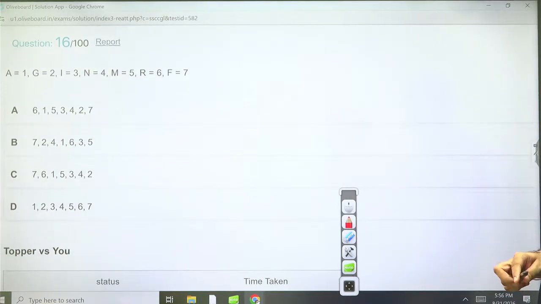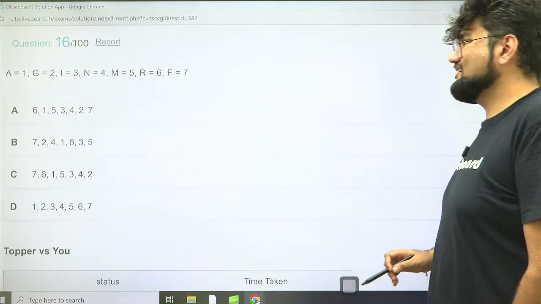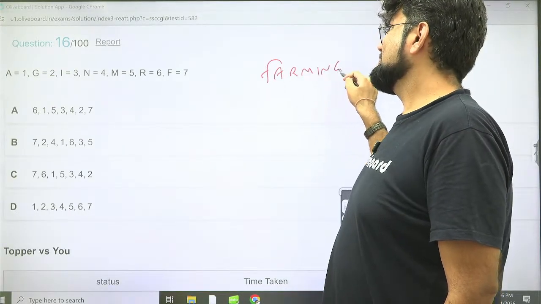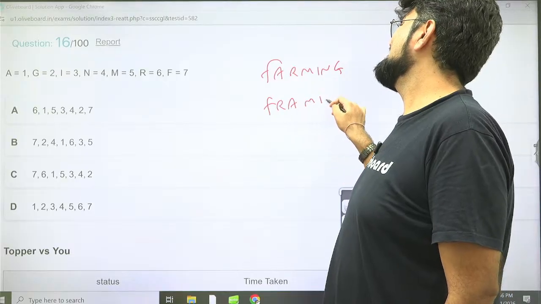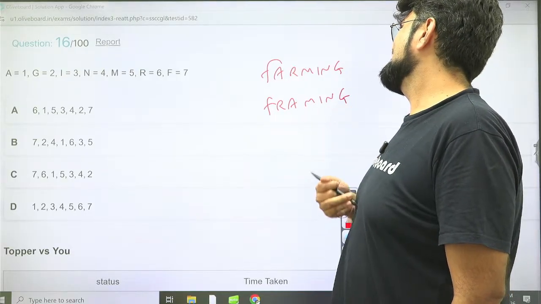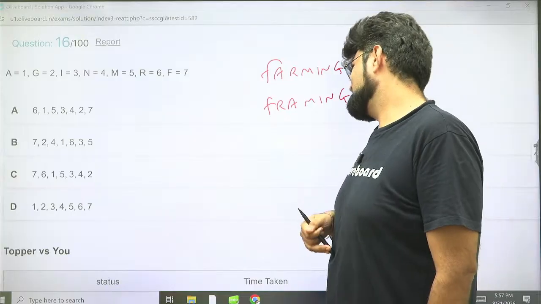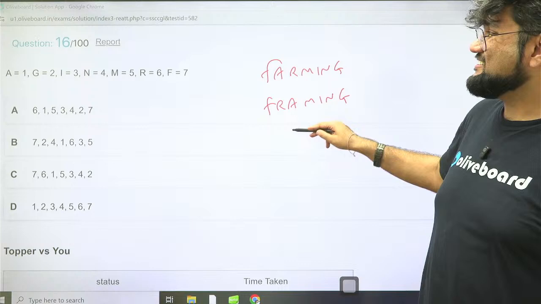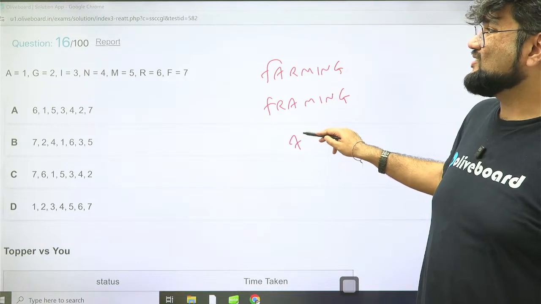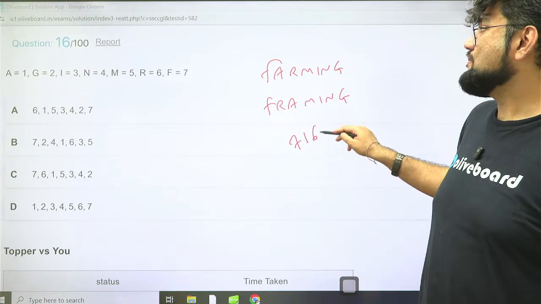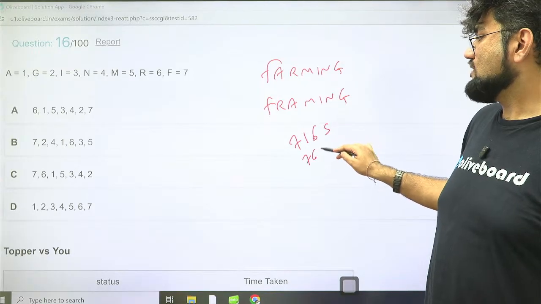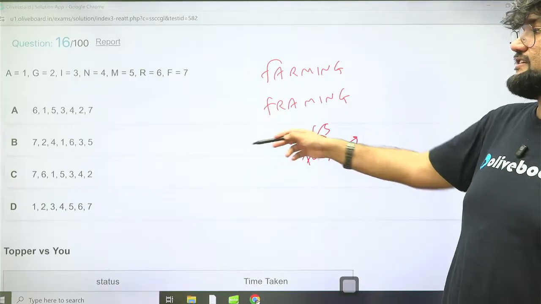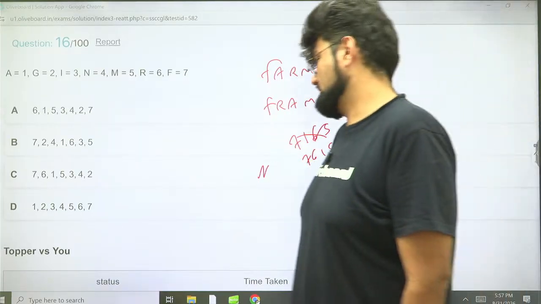Meaningful word, jumbled. AGINMR. Okay. It can be farming. It can be framing. Anything else which I'm missing out on? I don't think so. Yeah. So F, A, R, F, R, A. F is 7. A is 1. R is 6. M is 5. So 7615 or 7165, right? 7165 is not there only. 7615 is there. If I check it till the end, framing is the answer. Option C is correct.